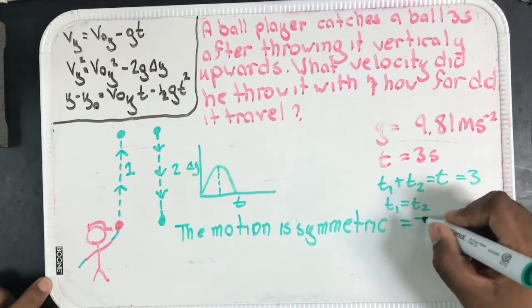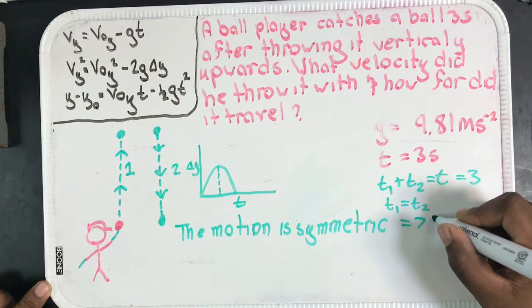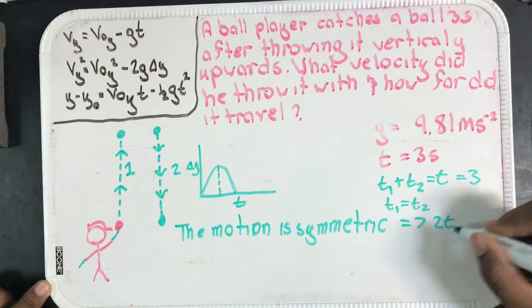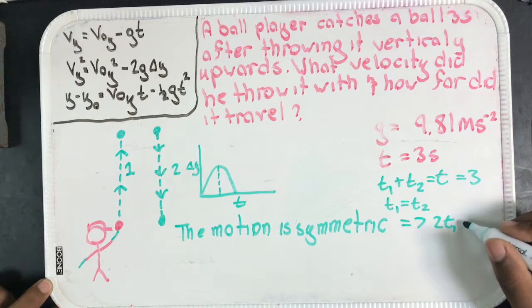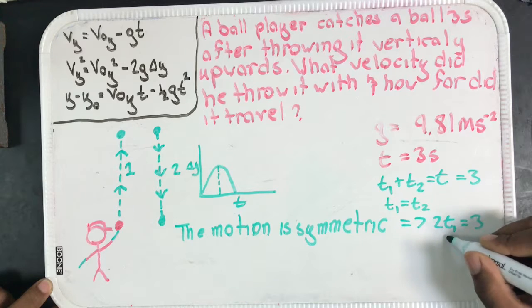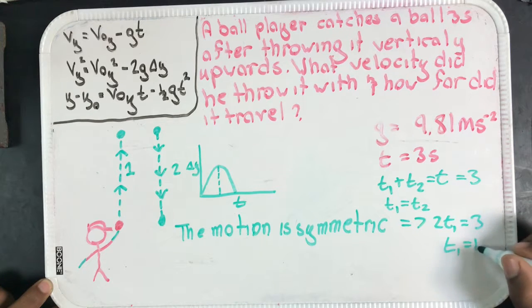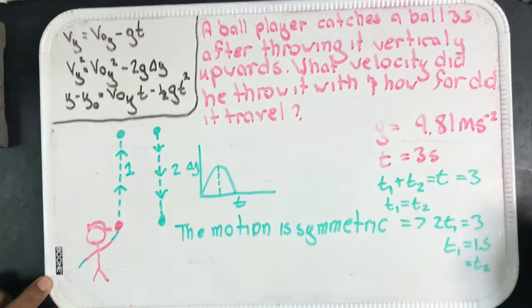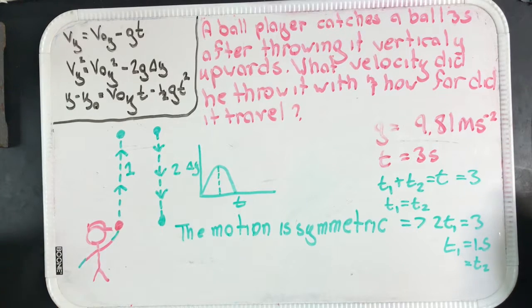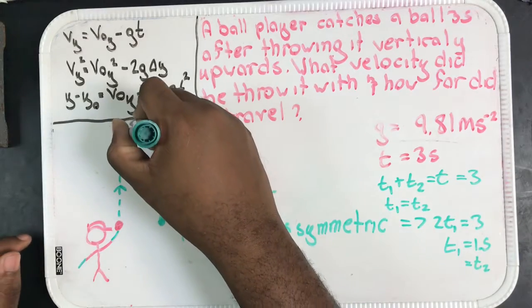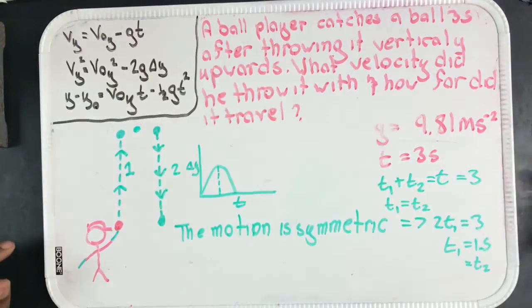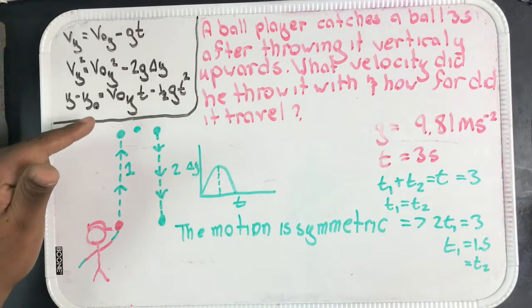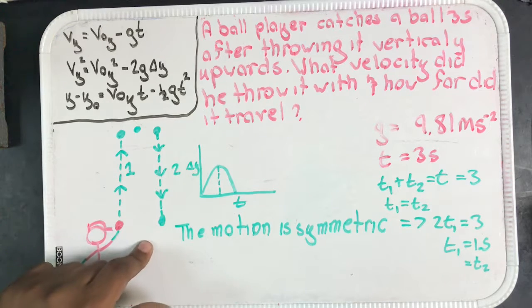So this must mean that 2t, or 2t1, or 2t2, it doesn't matter, is equal to 3. So t1 is equal to 1.5, which is also equal to t2. Now we know a whole lot more than we did last time. So we actually have the time that it takes for this object to reach its maximum height, and the time it takes for this object to return from that maximum height coming back down.